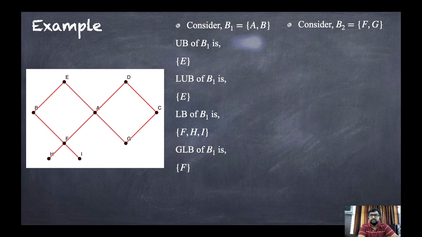Now consider this B2 equals to F and G. Where is F and G? So here F and G. Now first we'll find what are the upper bounds. So F and G. So first, what are the upper points? So they are B, E, A, D and C.